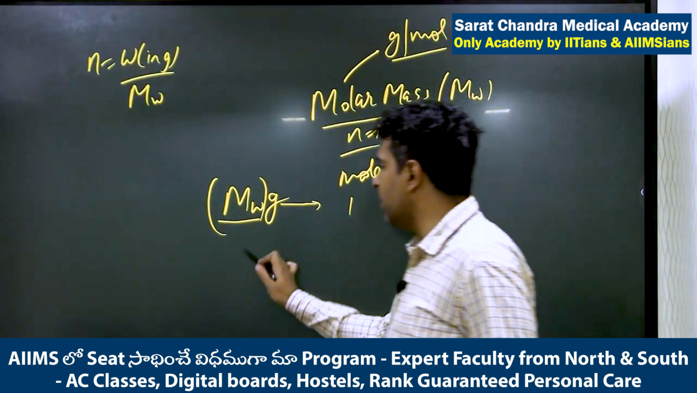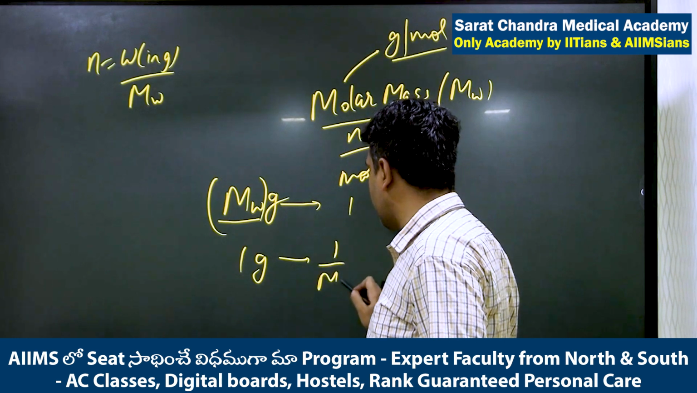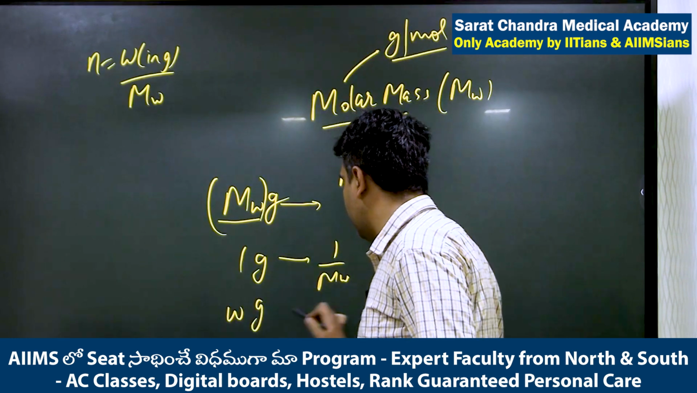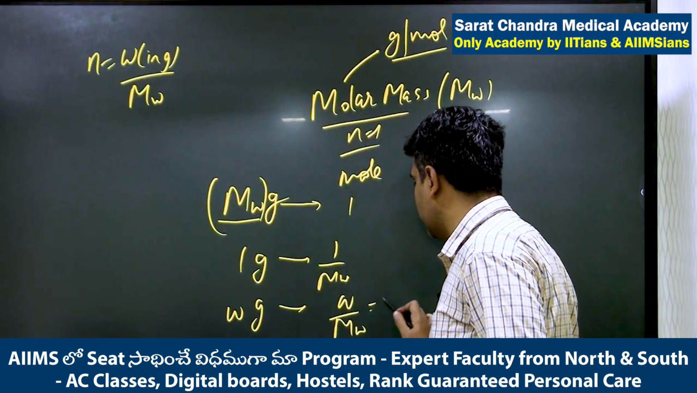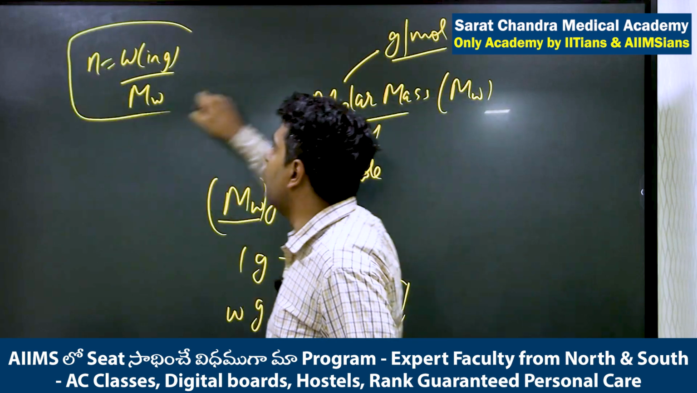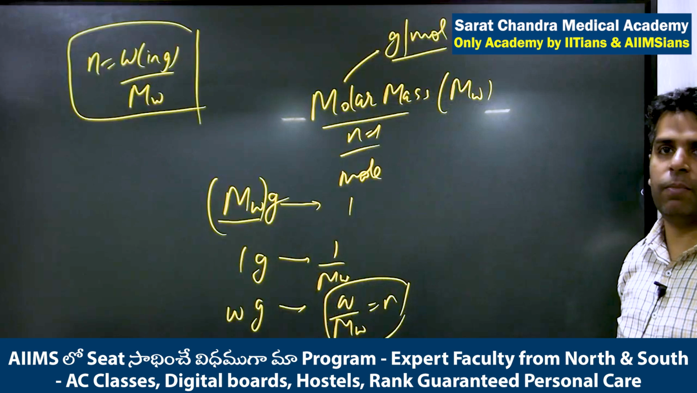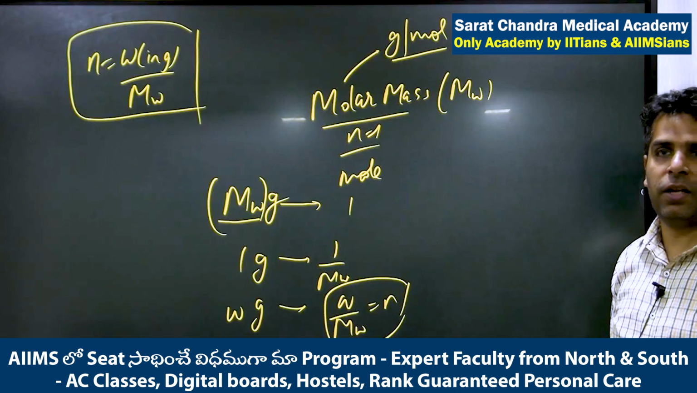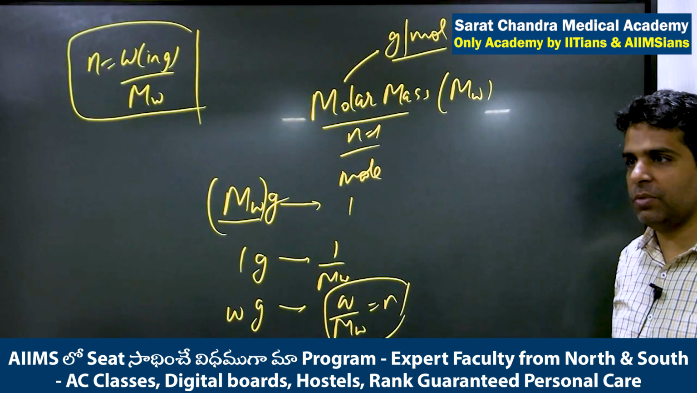So by unitary method, 1 gram will be how many moles? 1 upon mW moles. So if there is W grams, that will be how many moles? W by mW moles. So this is the second formula to calculate number of moles based on mass of the substance. So mass of the substance divided by molar mass of the substance. Mass of the substance should be always in grams. If it is given in milligrams or kilograms, convert this into grams.